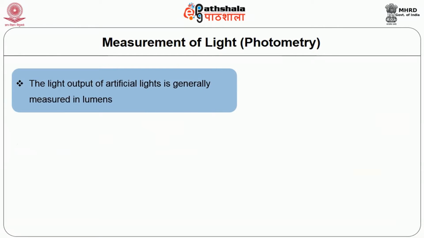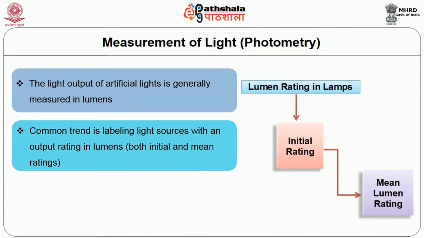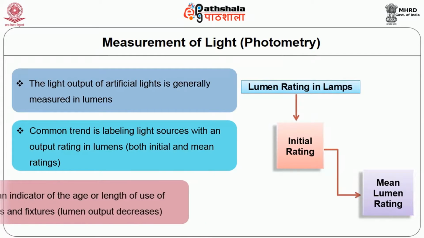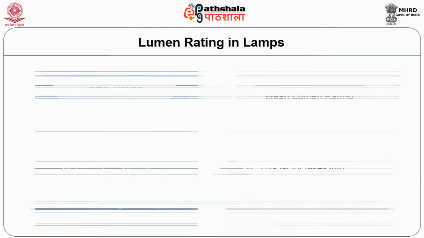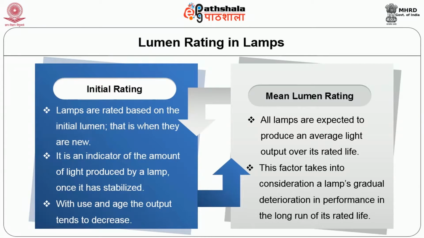The light output of artificial lights is generally measured in lumens. Common trend is labeling light sources with an output rating in lumens, both initial and mean ratings. It is an indicator of the age or length of use of lamps and fixtures. In time, lumen output decreases. Lumen rating in lamps, how is it understood? There are two types of ratings. What are they? First one is initial rating. Lamps are rated based on the initial lumen, that is when they are new.